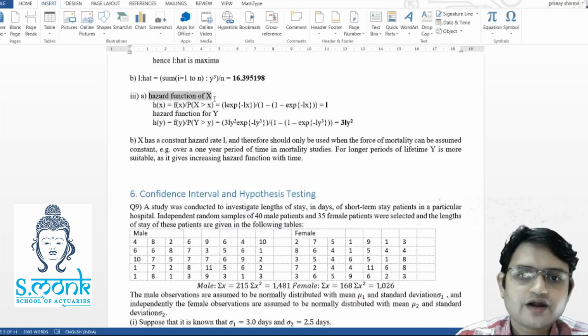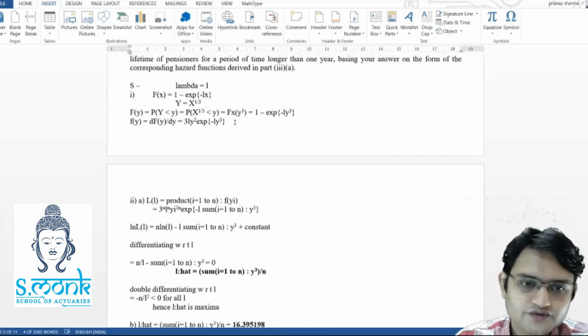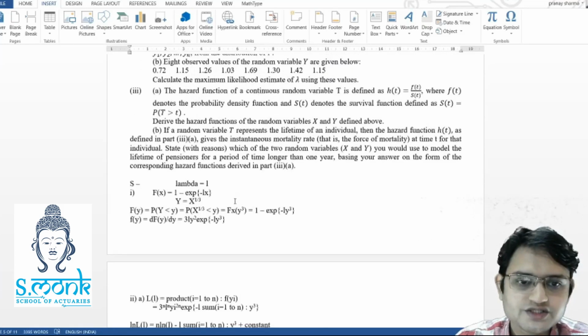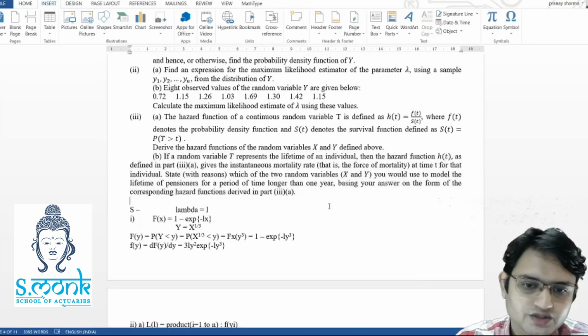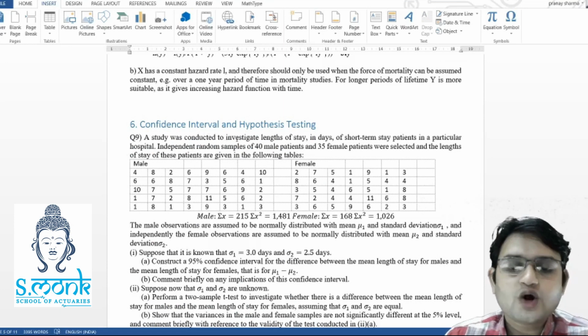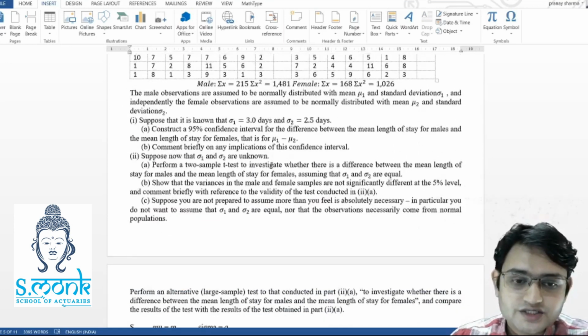Then here we have our hazard function. This was the question of hazard function. Again, that is not part of our course. It's just something explained here in this question. Then we talk about our confidence interval and hypothesis testing.